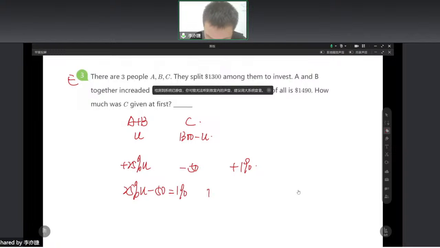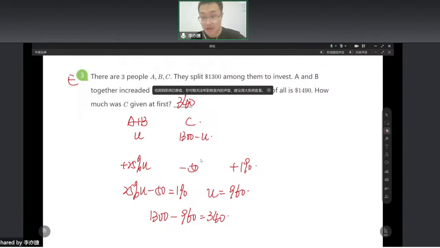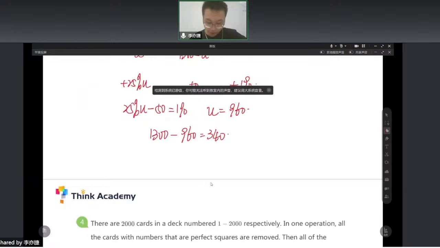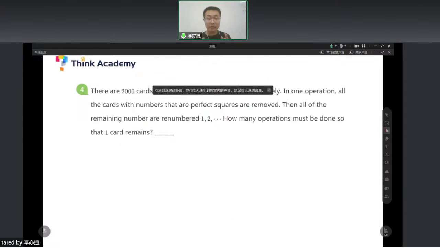So we can get u equal to 960. Then it's asking for C. So 1300 minus 960 is 340. Yeah. We ran through the easy questions quickly. Okay. Then question 4. Yeah, this is a relatively difficult question, I have to say.